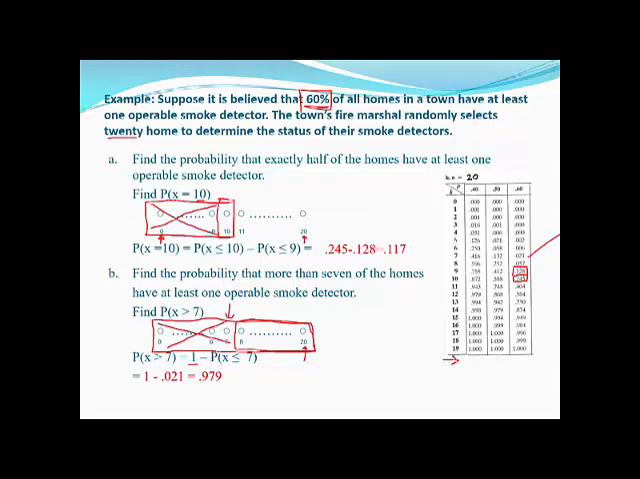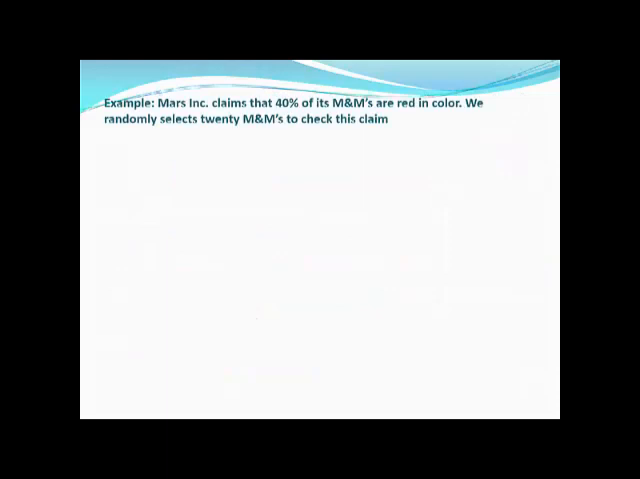All right, so that's how we use the binomial tables. Pretty straightforward. Let me show you one other example. Mars Incorporated, the makers of M&Ms, I love M&Ms, claims that 40% of its M&Ms are red in color. Now, think about colors of M&Ms. There's a whole bunch of them, aren't there? There's red, yellow, orange, green, blue, brown, and probably one you're thinking of right now that I just missed.